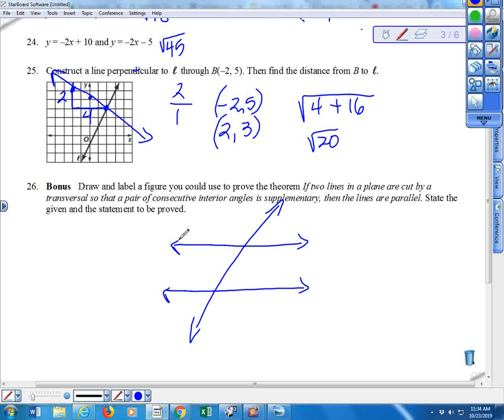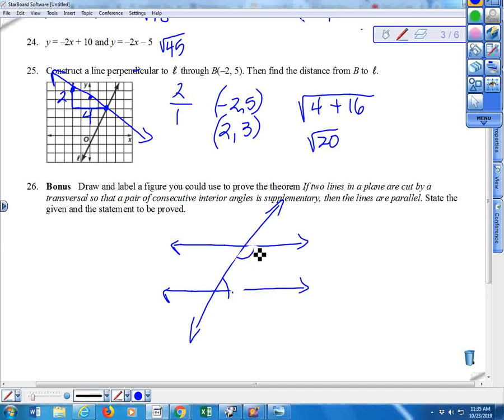What is it asking? So that a pair of consecutive interior angles is supplementary. So what would I mark as supplementary? The 2 inside, on the same side? Interior. Like this? Mark those congruent, right? That little mark means congruent. But they are not congruent. Good.